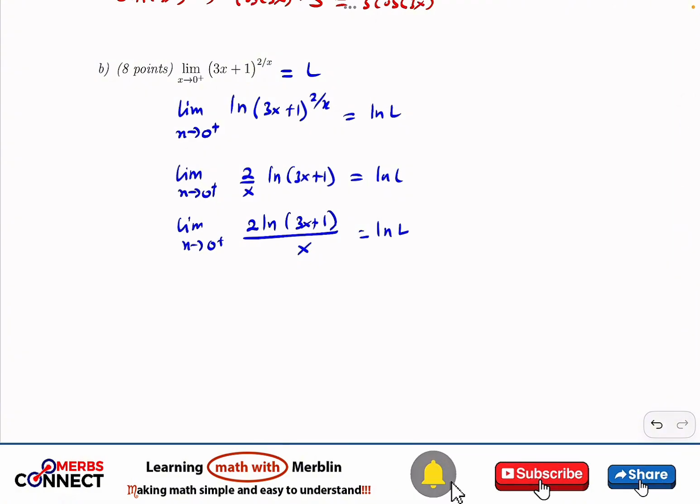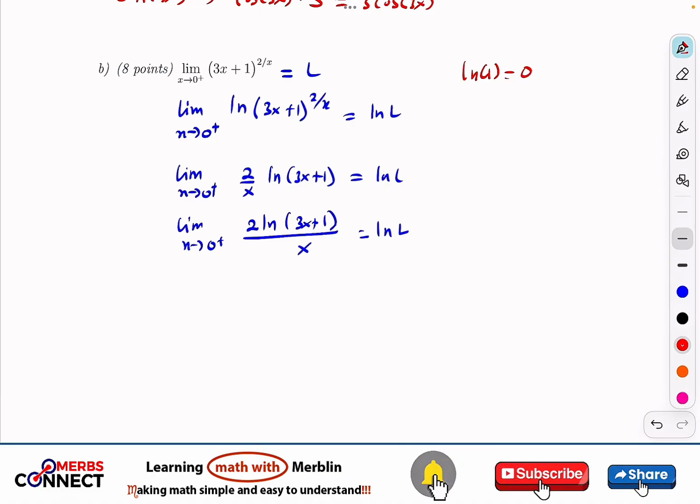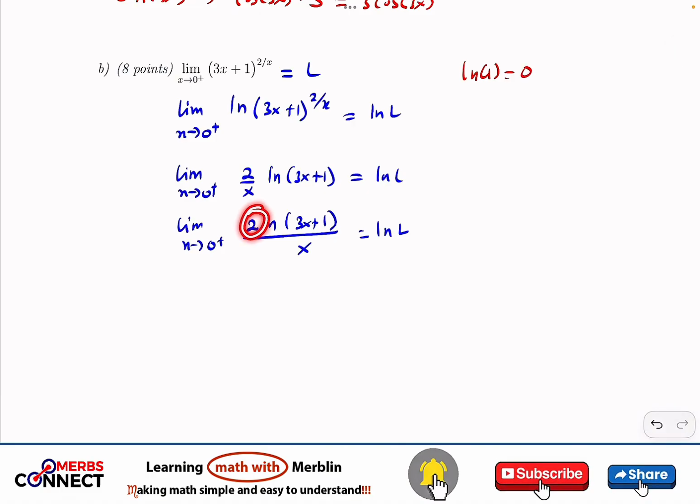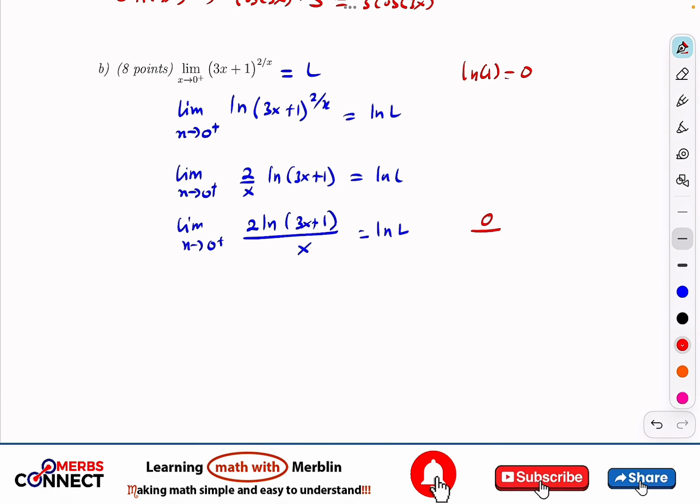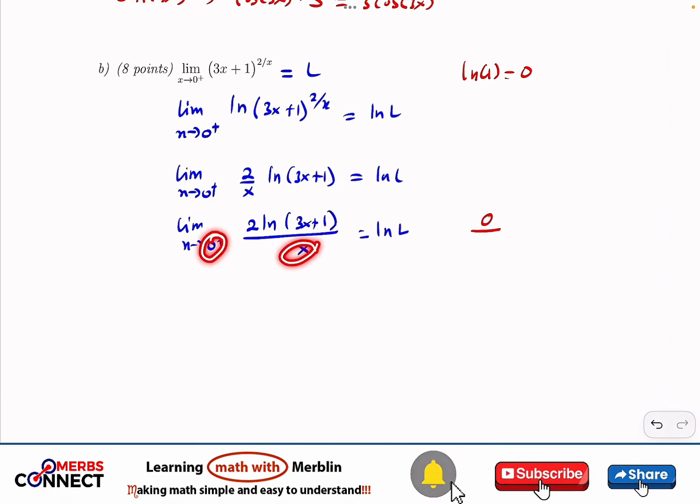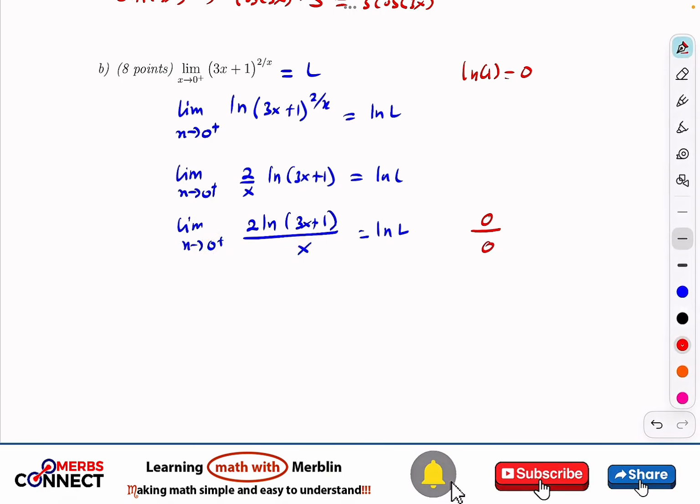So now that we were able to make sure that we have one function at the top and one function at the bottom, let's test it and see if we can apply L'Hopital's rule. Now plug in 0 here: 3 times 0 will be 0, and it will be left with 1. And we know that the natural log of 1 is 0, right? And 0 times 2 is going to be 0. So the top will be 0, and when I plug in 0 here, I'm still going to get 0. So yes, we can apply L'Hopital's rule.